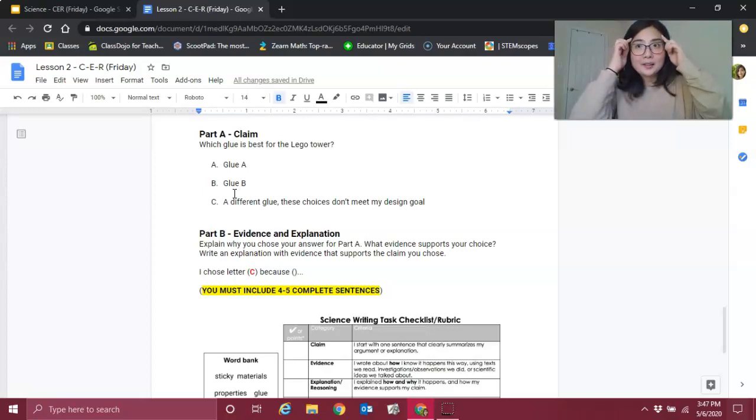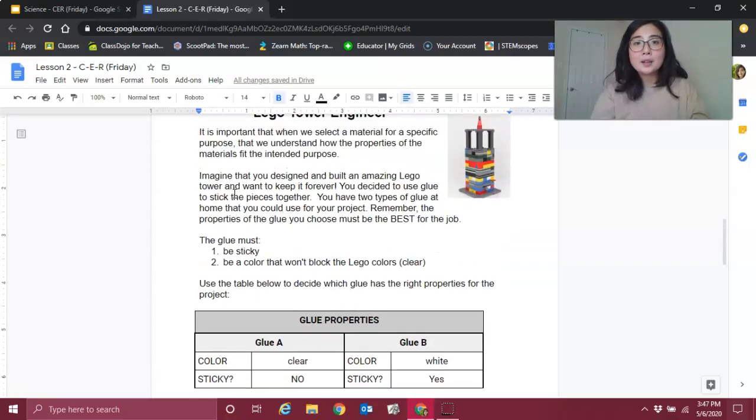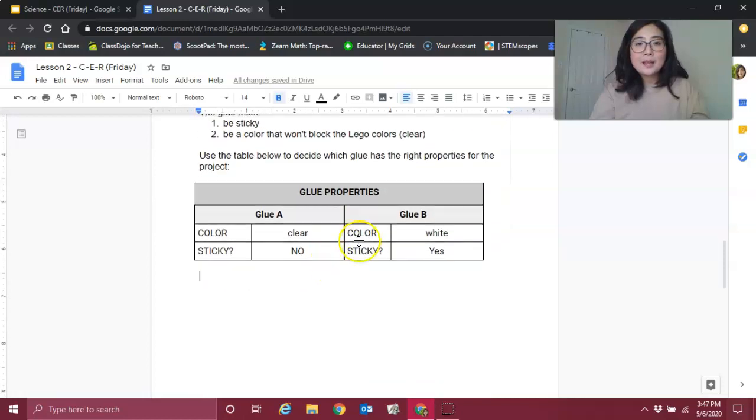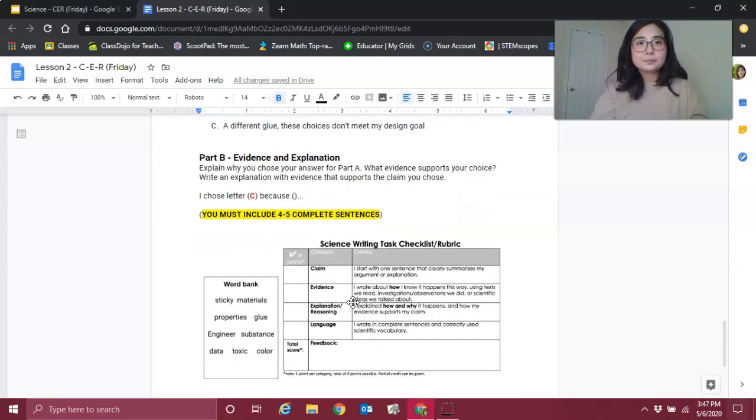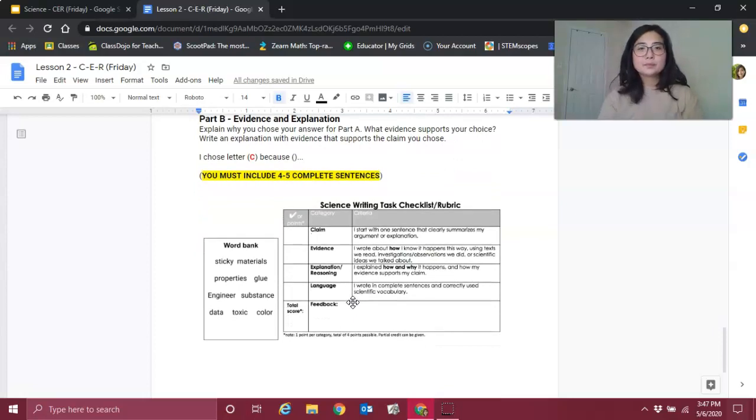So you're going to think in your head. If you want to pause the video here to reread the scenario and the data or information in the table, you may do so now. Now, step 2. Once you figure out your answer, explain why you chose your answer for part A. What evidence supports your choice? Write an explanation with evidence that supports the claim you chose.